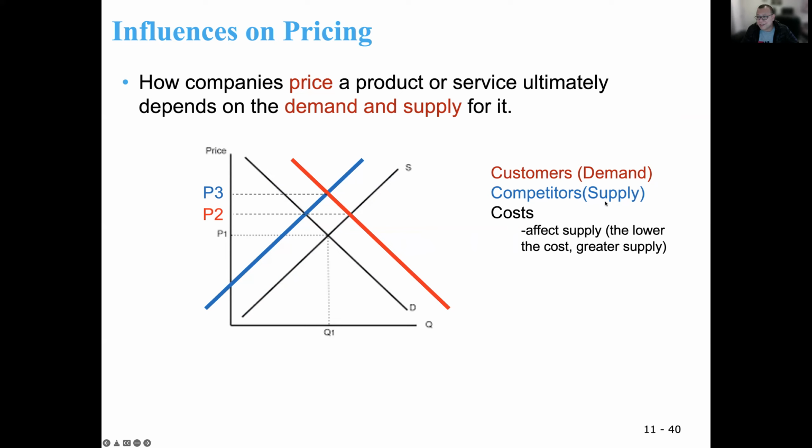What the competitors are doing is going to affect the price, right? And the last one is the cost. If the cost is lower, then you can supply more. You're going to have greater supplies. So that's how the cost plays a factor. Ultimately, the price must cover all the cost in the long run and produce a profit. Otherwise, there's no point to make a product. I hope you understand why the customers, the competitors, and the cost can influence the price.